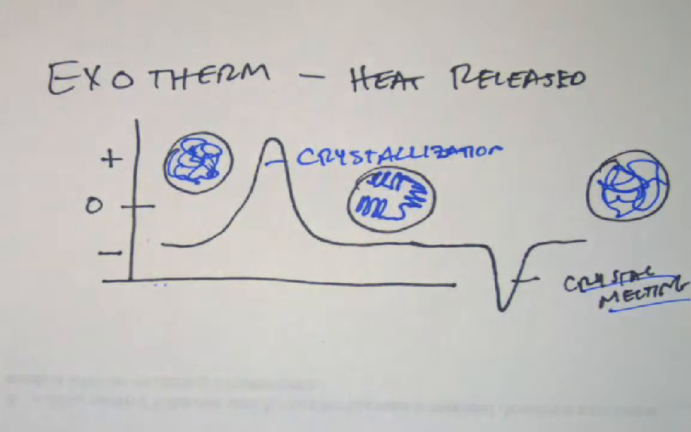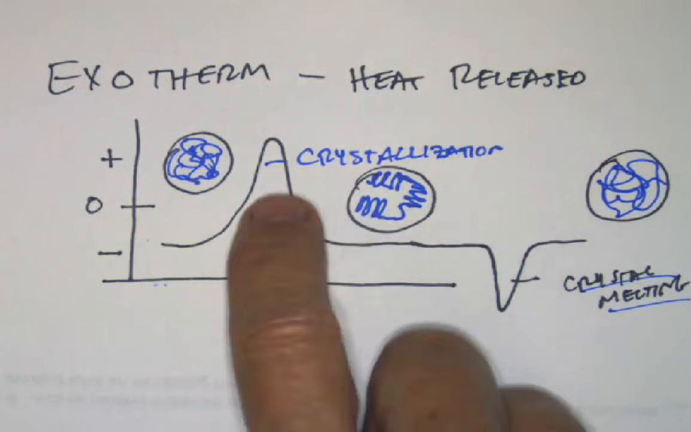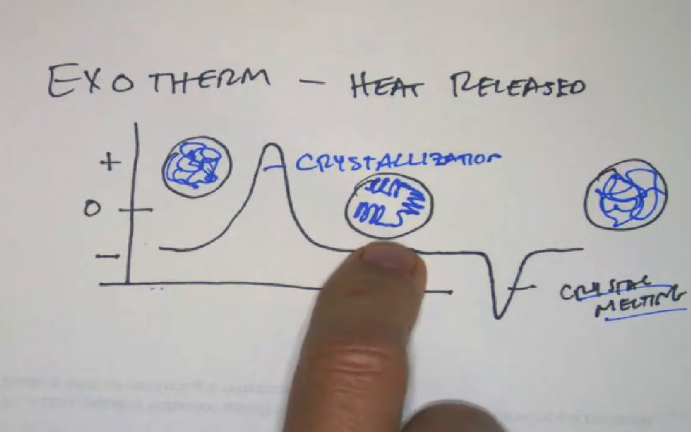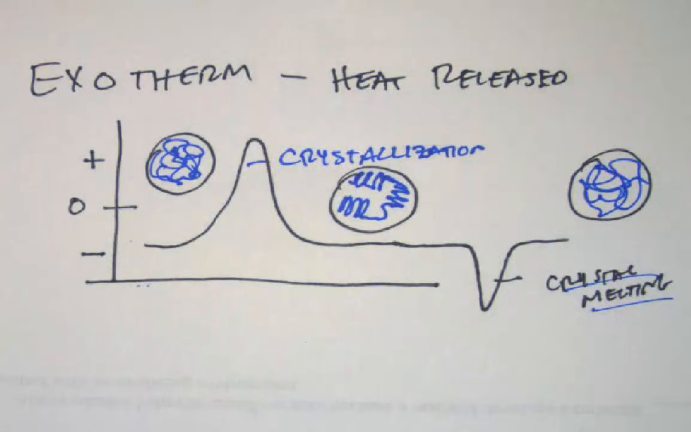So an exotherm can be a crystallization, that is, the molecules were disordered and they acquire order. In the process of going from disordered to crystallized, they release their excess free energy because they're no longer in a random configuration. And we pick up that as heat flow out of the sample.